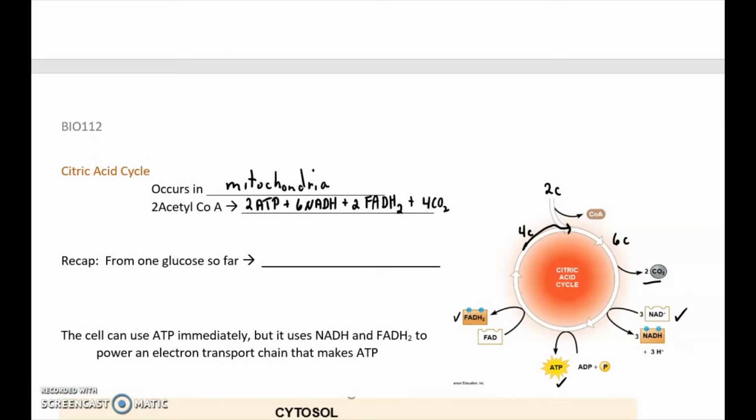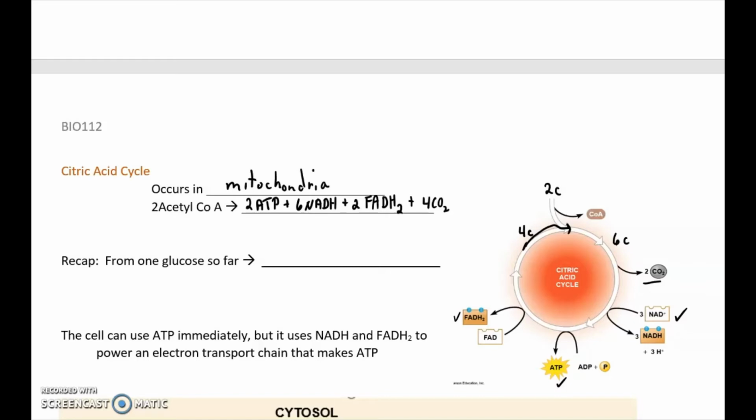So for each glucose, we'll make 2 acetyl-CoA molecules. As it goes around 2 revolutions of the citric acid cycle, it'll have to go around twice because we've got 2 of them. We'll get 2 ATP, 6 NADHs, 2 of the FADH2s, and 4 carbon dioxides. So all 6 molecules of carbon have all been taken care of.